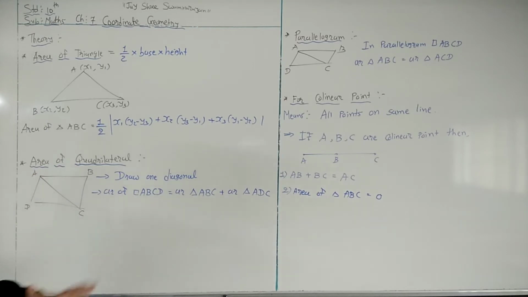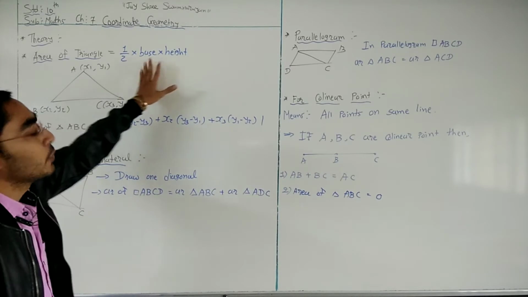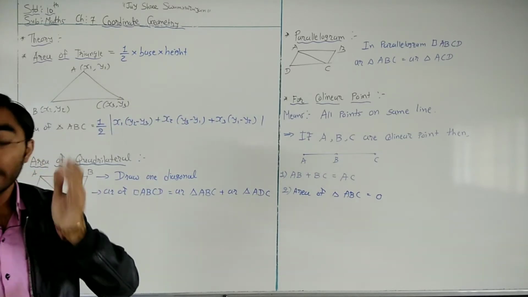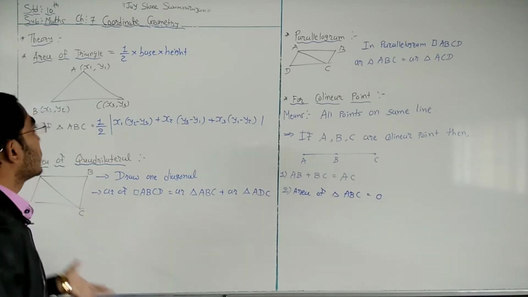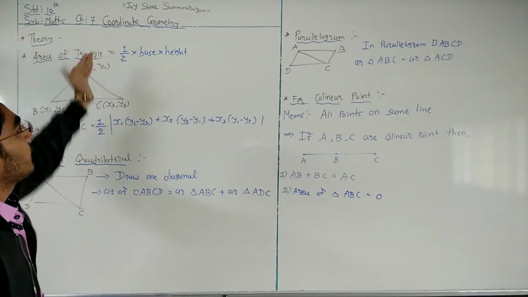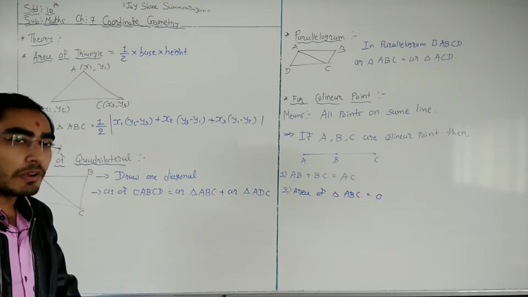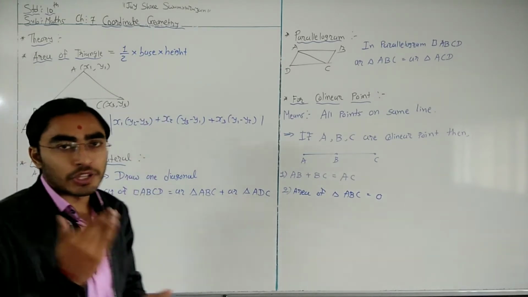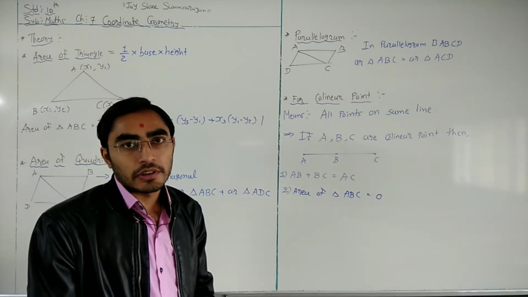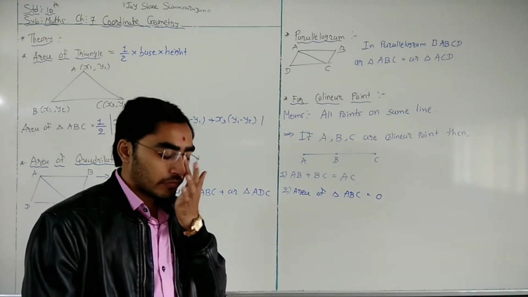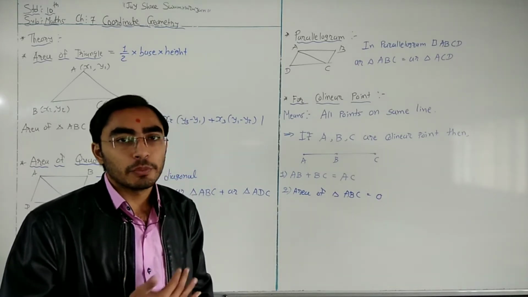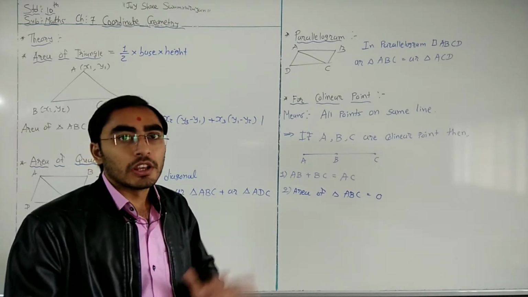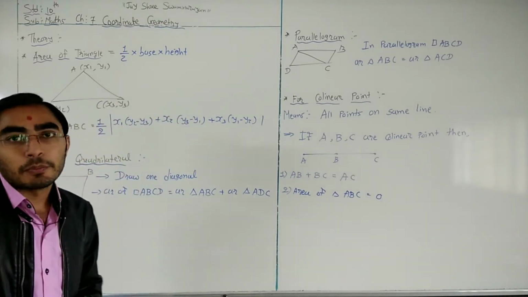Basically we know one formula for area of triangle. It is half into base into height, right? In previous standards, standard 7, 8, 9, we just use this formula for finding the area of a triangle: half into base into height. If it is an equilateral triangle, then root 3 by 4 side square, right? And for a right angle triangle, area is half into base into height. This formula we saw in our previous standard.